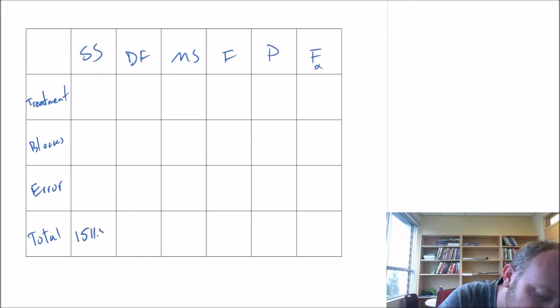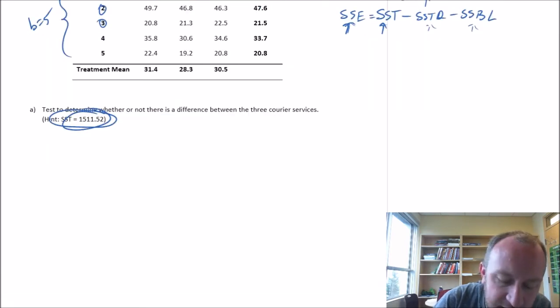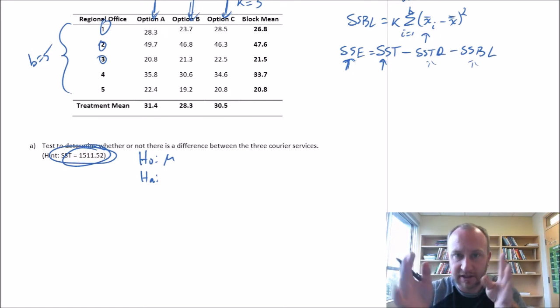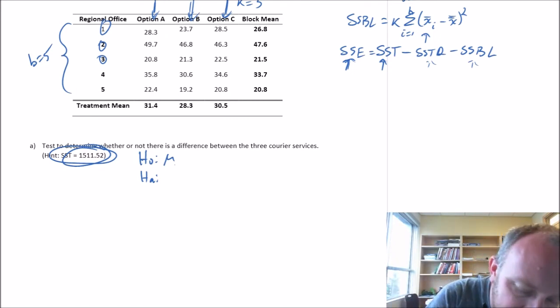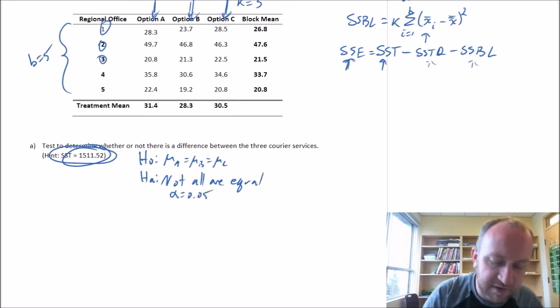15, 11, 52. Okay, I'm just copying that straight from right here. So let's go ahead and calculate now. Well, let's set up our hypotheses first, our null and our alternative. So again, we are just testing for equality across our means. So we have mu A, mu B, mu C. Not all are equal. And let's perform this at the 0.5 level of significance.